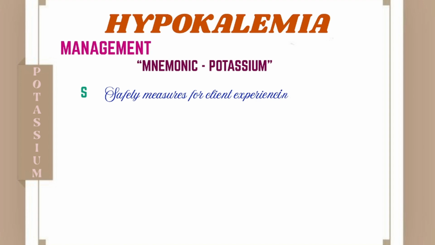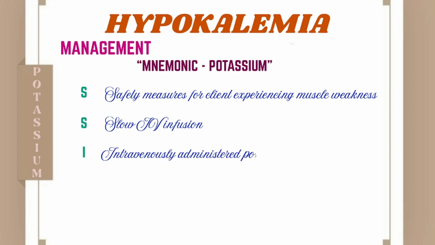S: Safety measures for client experiencing muscle weakness. The patient will experience muscle weakness, so we have to prevent injury and provide safety measures. S also stands for slow IV infusion. Whenever we are giving IV potassium, mainly in severe cases of hypokalemia, we have to give it slowly. The IV infusion is given slowly, and never ever is IV potassium given as a bolus. This is important whenever we are giving potassium IV.